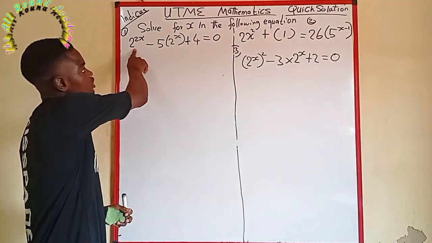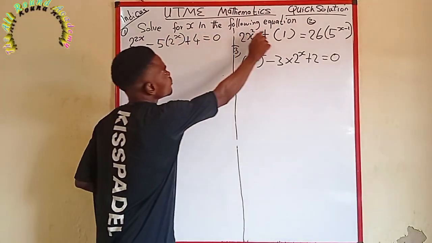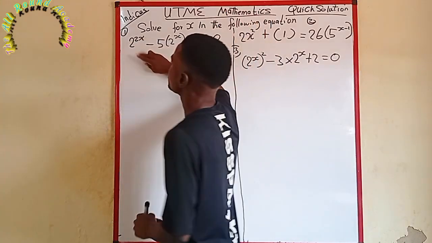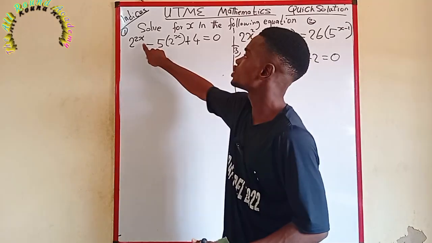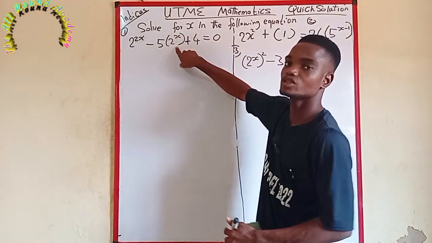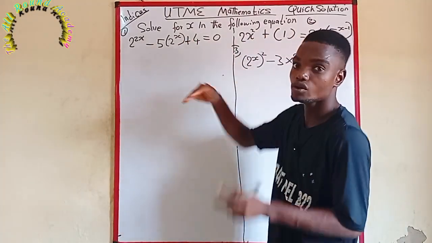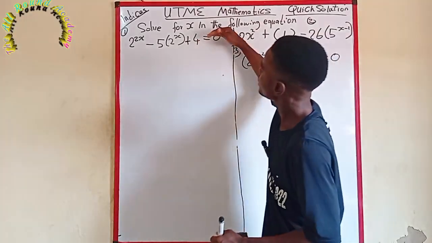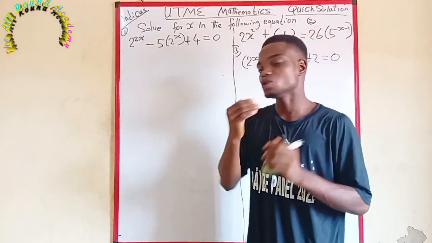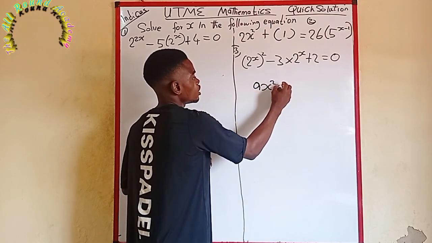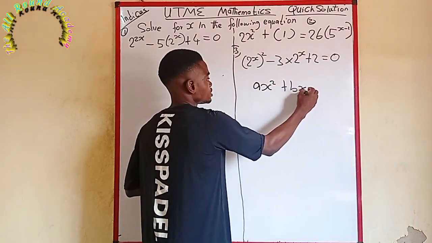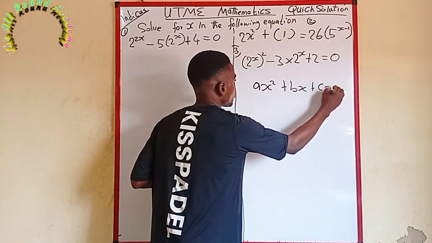Now here you have something of this form. They say solve for s in the following equation. This tells you that you have a power, which relates to what? Indices. 2 to the power 2s minus 5, all in a bracket, 2 to the power s plus 4 equals 0. Now this represents a quadratic equation of this form: ax squared plus bs plus c equals 0.